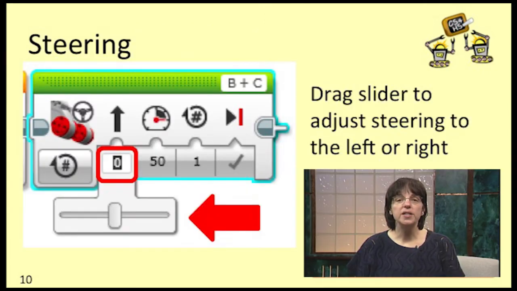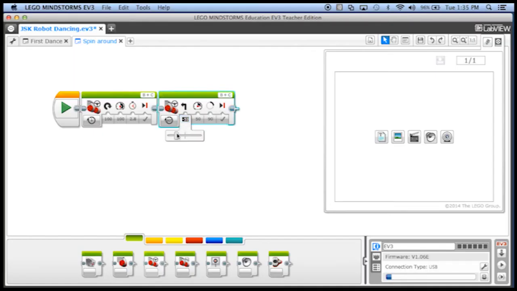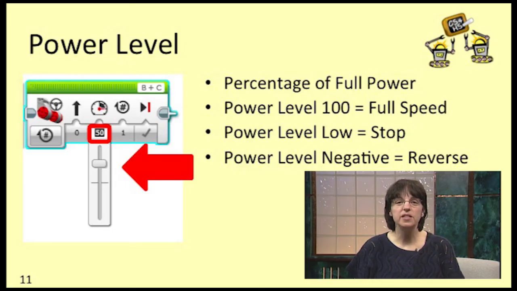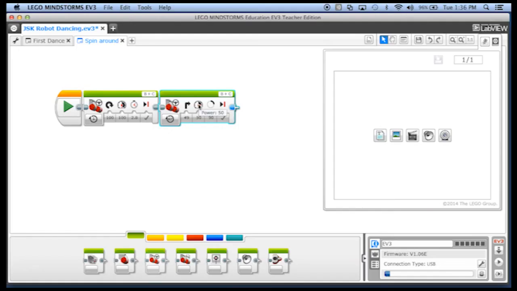You can adjust the robot's steering using the slider bar. If I click on this steering, you can see when it's centered, the robot drives pretty much straight. Slide it to the left and we tell the robot to go towards the left, and to the right to go towards the right. You adjust the amount of power that's sent to the motors with the power slider. This value represents the percentage of full power that's sent to the motors. So a power of 100 results in the robot moving at top speed.